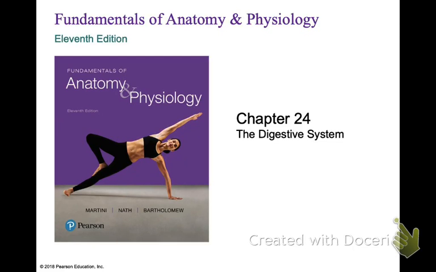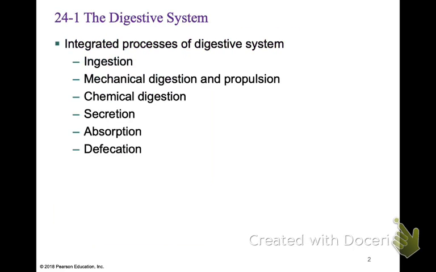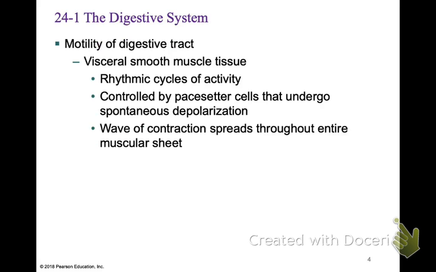This lecture covers Chapter 24 on the digestive system. We're going to start with just an overview of the processes of the digestive system. You see them listed here: ingestion, mechanical digestion, chemical digestion, secretion, absorption, and defecation.